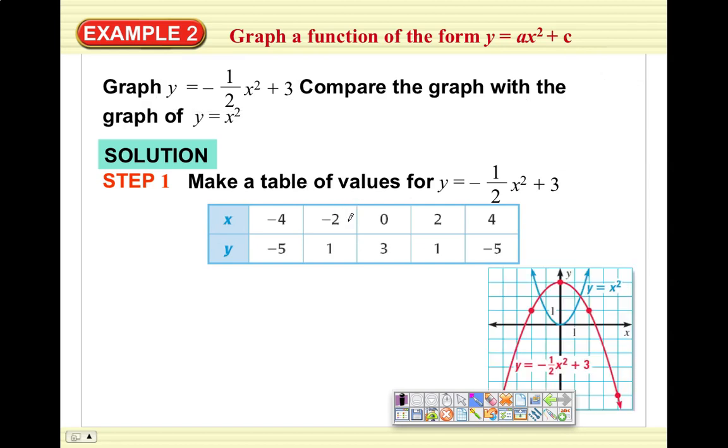Okay, to finish up this problem, you need to plot these coordinates on the graph as shown here in the red, and you need to compare it to the graph of the parent. So this 1/2 makes it wider than the parent, so you have to tell me wider, and you also have to tell me that it goes down. So wider and down. That's how you compare these graphs with the parent.